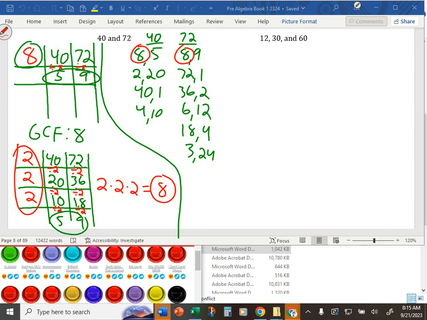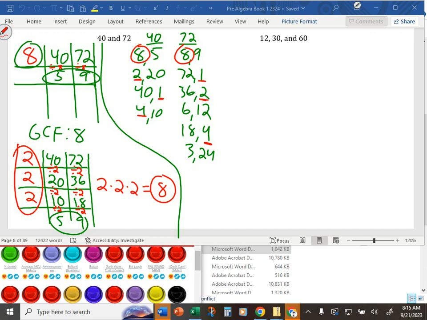It's the greatest common factor. There's no other number. I mean, 2 shows up in each of them, but 8's greater than 2. 4 shows up in each of them. 8's greater than 4. 1 shows up in each of them. 8's greater than 1. There's no number greater than 8 that shows up in both lists. That's why 8 is the greatest common factor.